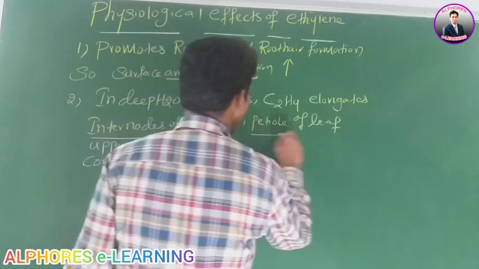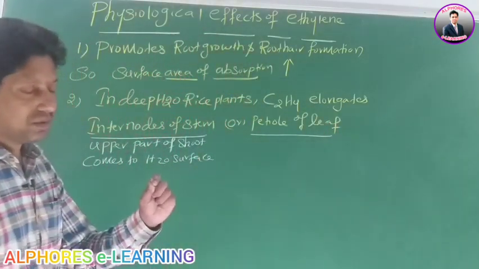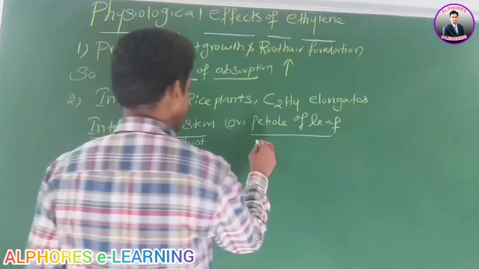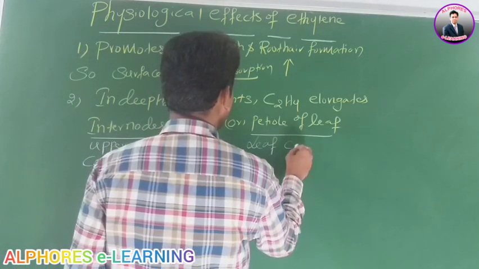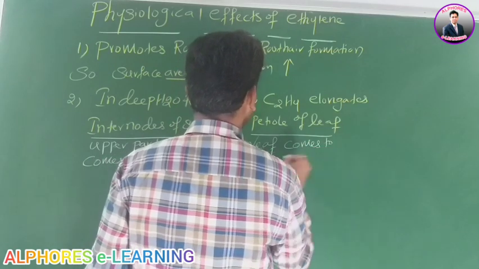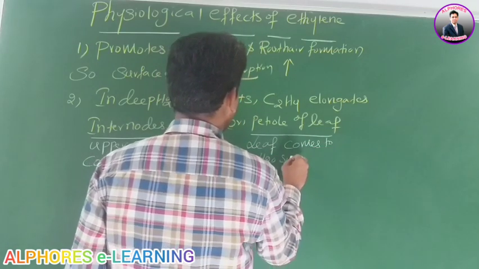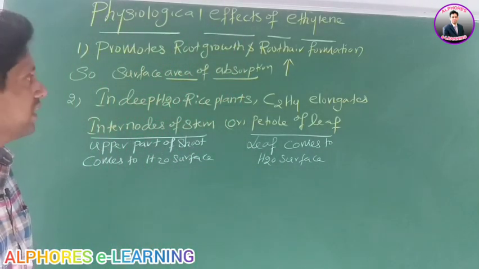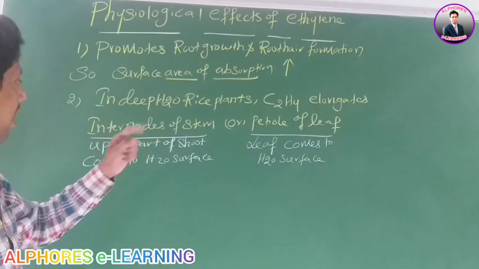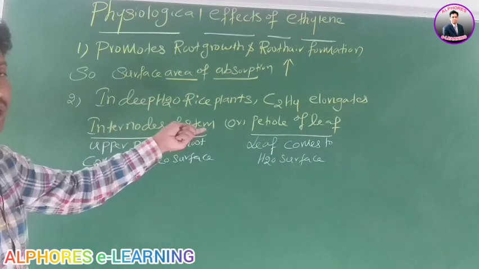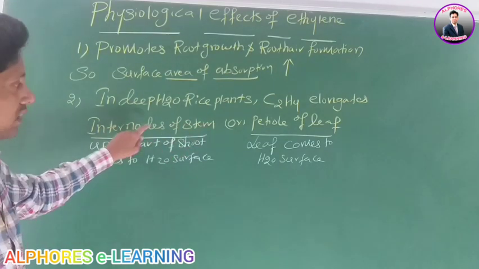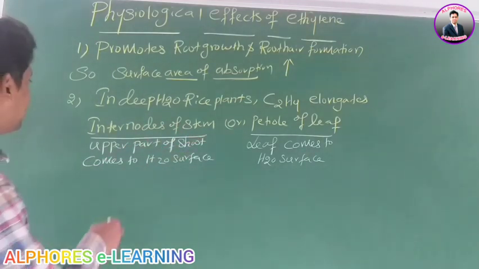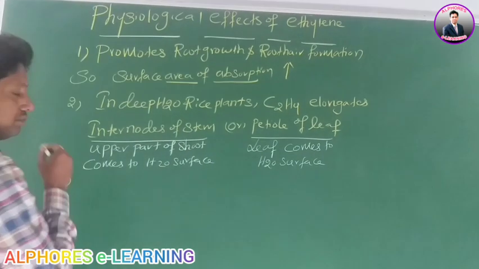Sir, if petiole elongates, what happens? Leaf comes to the water surface. Leaf comes to what, sir? Water surface. Is this statement okay? Therefore, ethylene elongates the internodes of the stem or petiole of the leaf, by which the upper part of the shoot or leaf comes to the water surface. Is it okay? Right? Next, number 3.